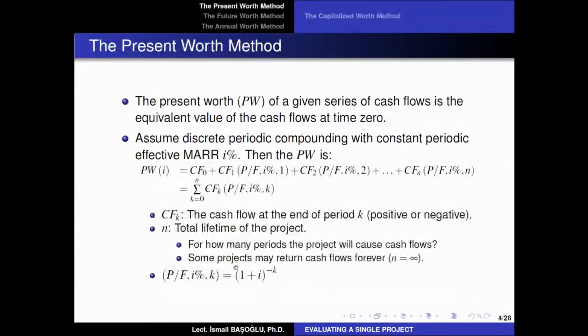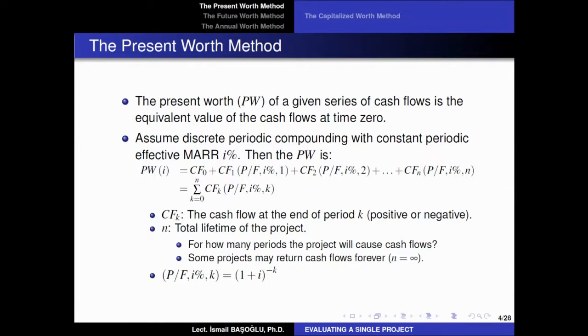So we are going to start from the present worth method. And what does the present worth method do? Now, the present worth of a given series of cash flows is the equivalent value of the cash flows at time zero. Now, in every project, when we list the alternative investment plans, in each implementation plan, we are going to see some initial costs plus future revenues and future costs, which occur at periodic time points.